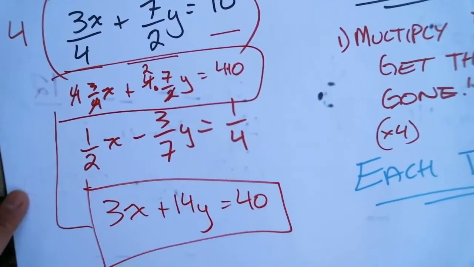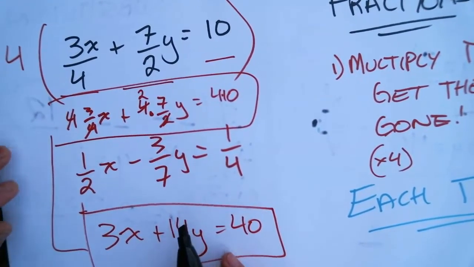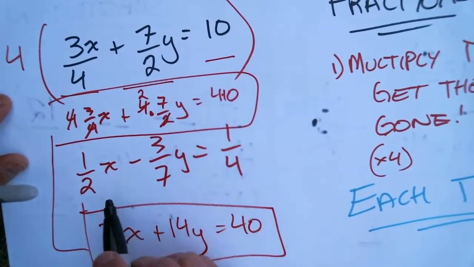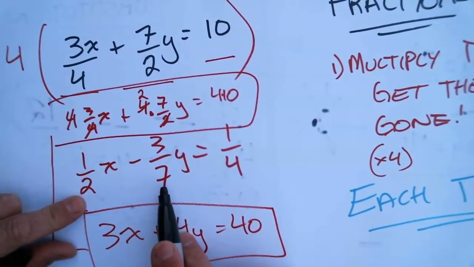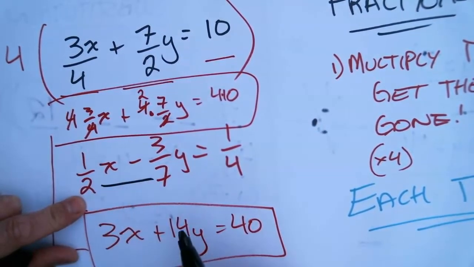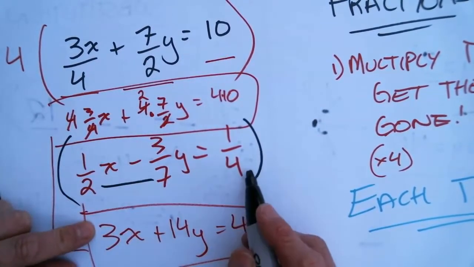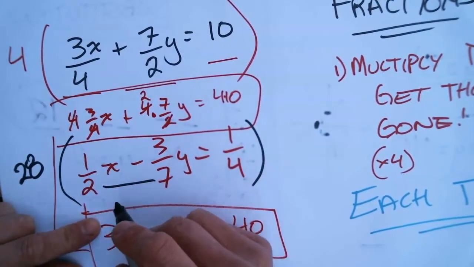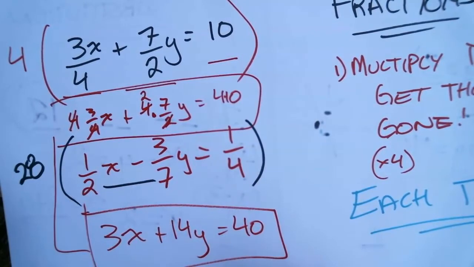So don't let those fractions throw you off. The key is you have to find a common denominator that you can multiply them all by. This one here, what do we got? We got 4, 2, and 7. My first instinct is 14. That's not going to work. So we're actually going to multiply this one by 28. Right? So 28, now these numbers are going to get big, but at least we're not dealing with fractions.